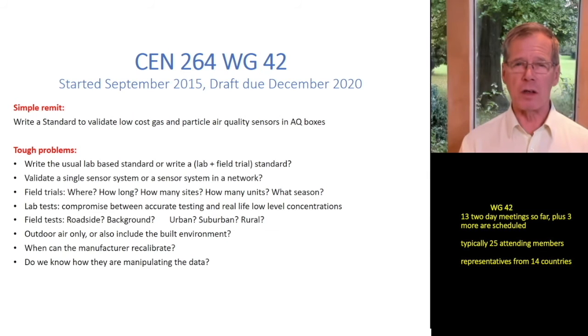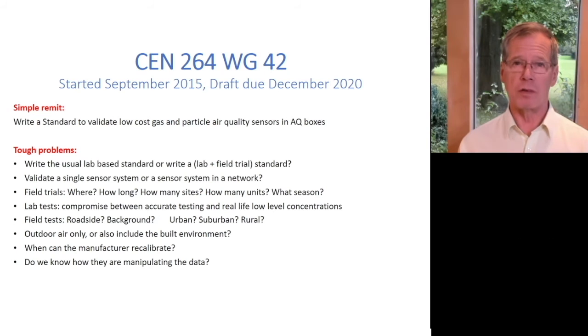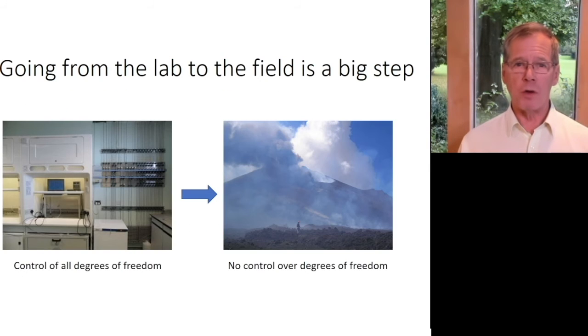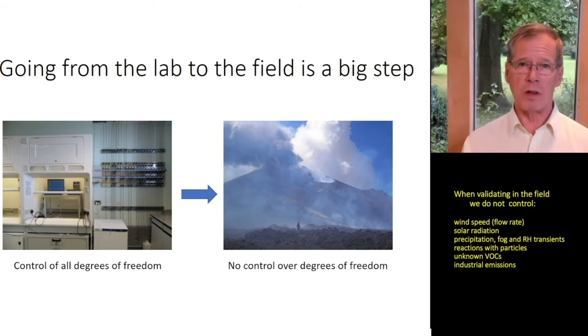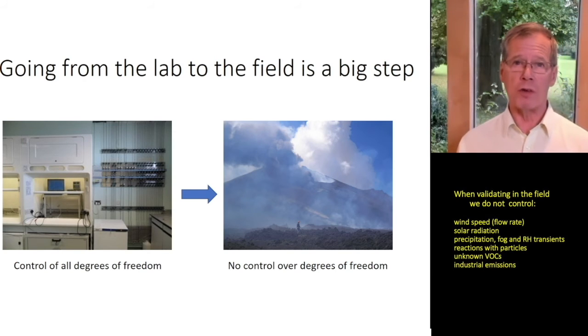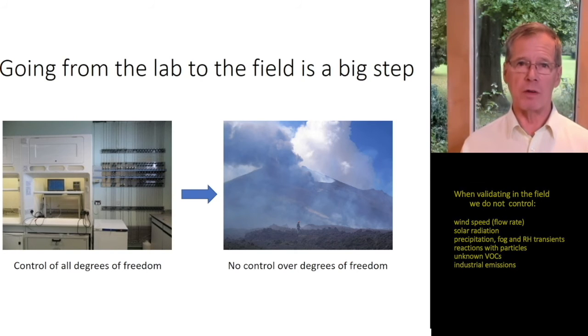And the last is, what is a sensor manufacturer doing to that data? We want to have transparency in the data manipulation. On the other hand, the sensor manufacturers want to protect the IP that they've developed in their data analysis. It's a direct conflict. Going from the lab to the field is a big step. It is easier to write a standard that only tests in the lab where we control all the degrees of freedom. When we go out into the field, we have no control over the degrees of freedom, although I do not recommend air quality networks around volcanoes.